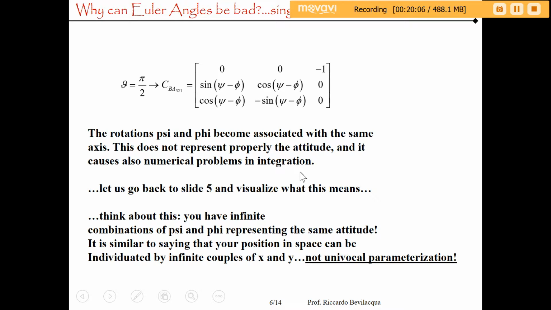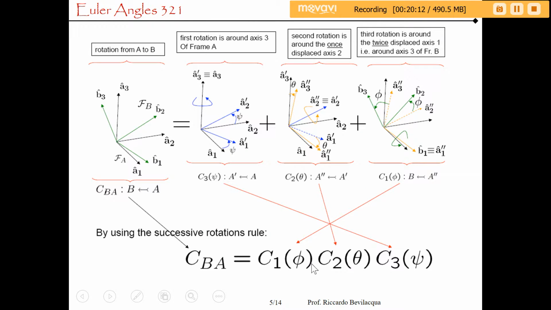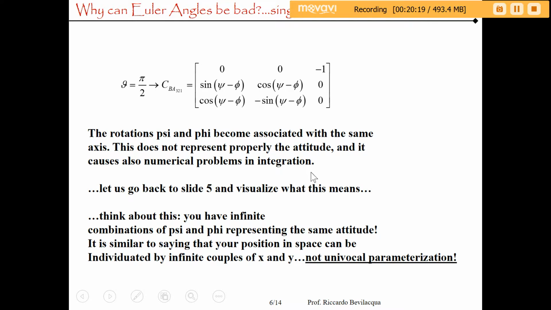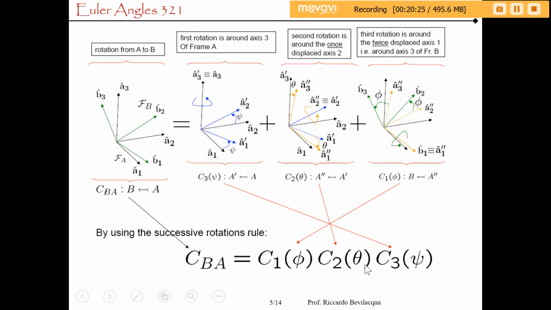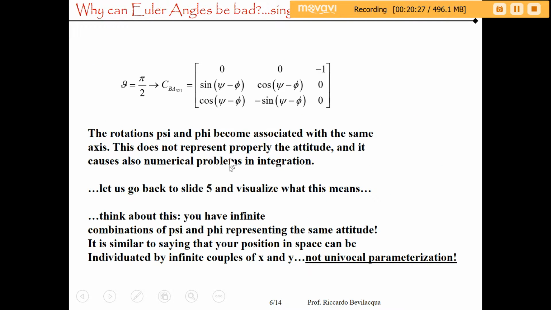It also causes numerical problems. If you look at Bongui's book, at the differential equations they give you, the time derivative of these three angles, phi, theta, and psi, as a function of omega and the angles themselves, there is a term at the denominator, which is the cosine of the second angle, theta, that goes to 0. So you do have also numerical problems. So you have infinite combinations of psi and phi that represent the same orientation, and it's not a univocal parameterization. So you can throw it away.